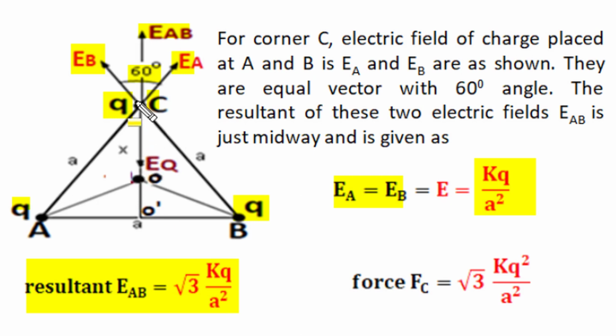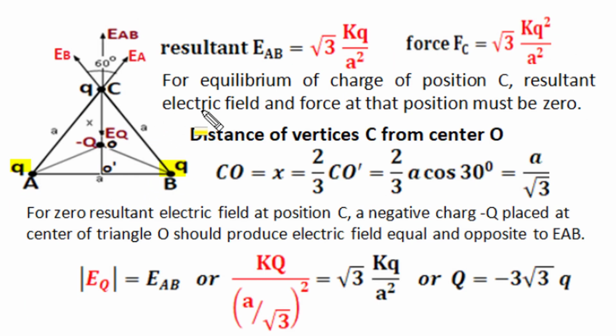Now in this electric field, when we place this Q charge at vertex C, that charge would have a force QE equal to root 3 times KQ square upon A square. For the equilibrium condition of this charge Q placed at position C, we have to produce a resultant electric field of 0. So an additional electric field by the center charge is required, which is equal and opposite to this EAB electric field, so that the resultant electric field at position C becomes 0 and the force on this charge becomes 0. So the 2 charges at vertices A and B have produced an electric field root 3 times KQ upon A square at position C, which has produced a force on the C charge of root 3 KQ square upon A square.